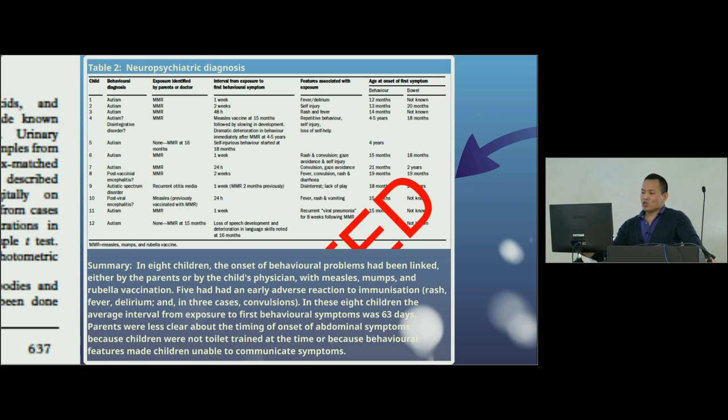Now, in the 8 children, the average interval from exposure to first behavioral problem was about 63 days. Like I said, the parents were not sure about the abdominal symptoms because they said the kids were not totally trained or not able to communicate at that point.